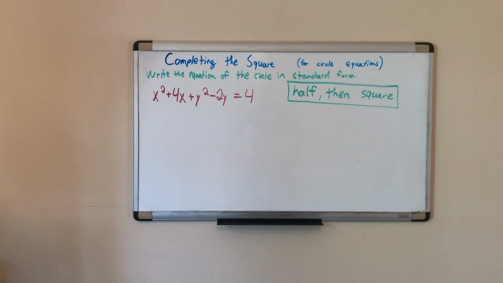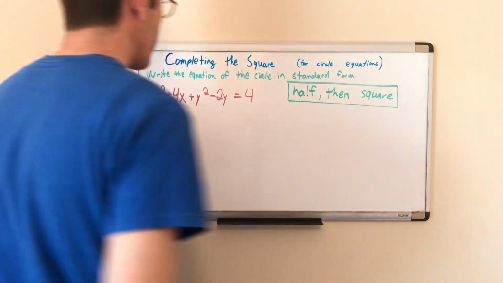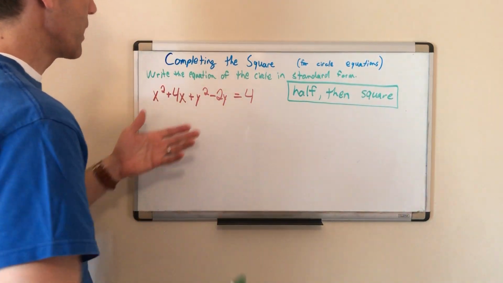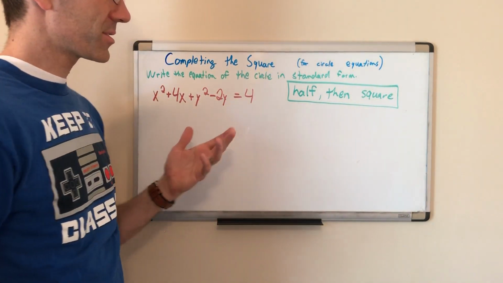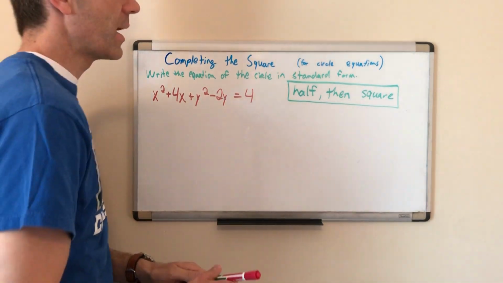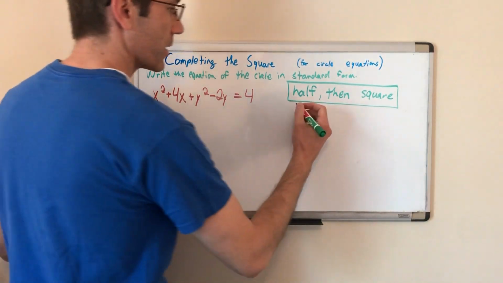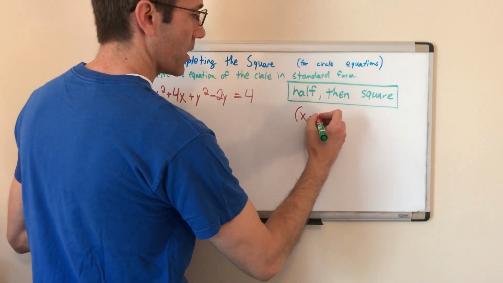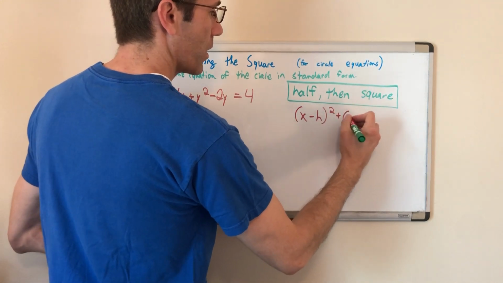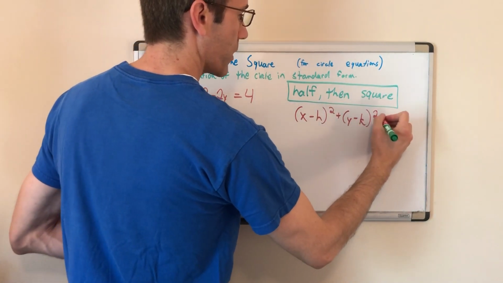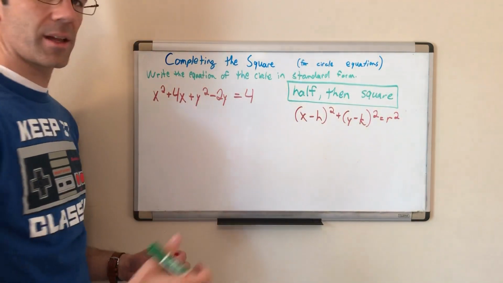Let's take a look at the equation that we have, and then looking at the directions, it says write the equation of the circle in standard form. So we're going to write this equation in, well, standard form of a circle. And the standard form of a circle, here it is, it's going to look like this by the time we're done: (x - h)² + (y - k)² = r². And we're going to make it look like that.